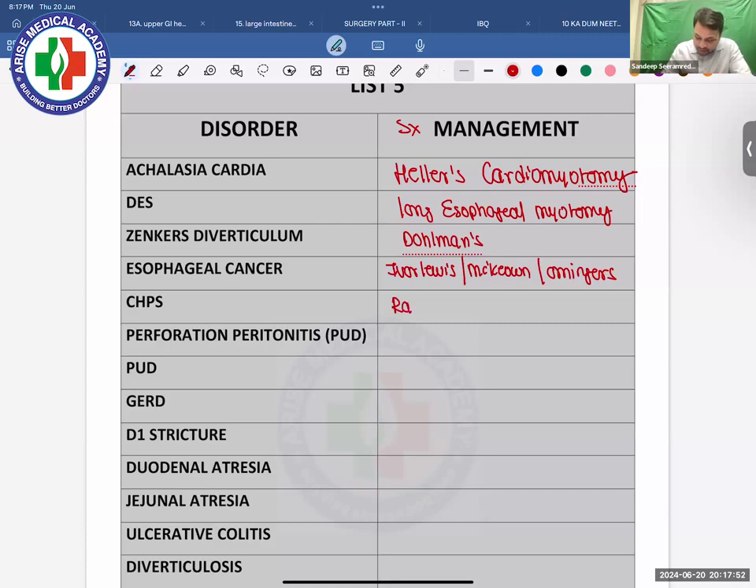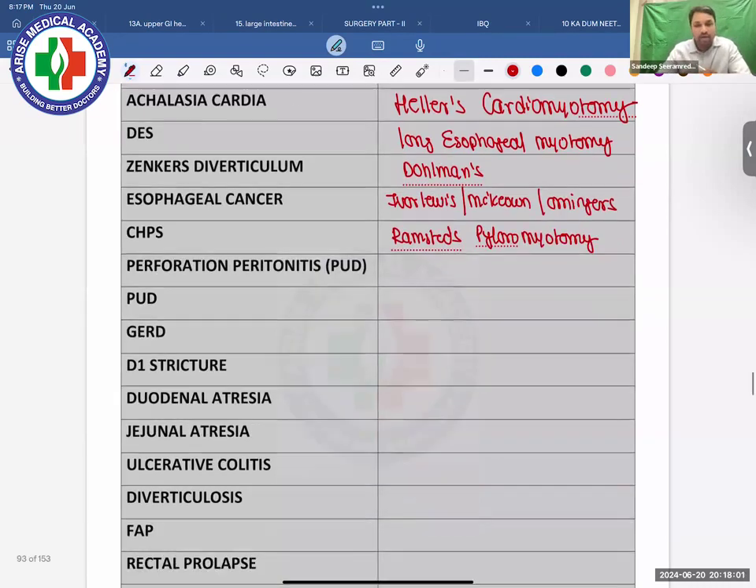CHPS is your Ramstedt's pyloromyotomy. It is your Ramstedt's pyloromyotomy. For perforated peptic ulcer disease, it is your Graham's omental patching. It is your Graham's omental patching.